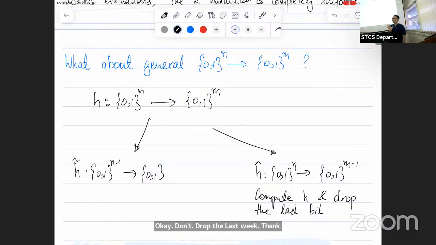Intuitively speaking, you should convince yourself that this will still remain k-wise independent. Because even with the last bit, it was k-wise independent. So if you drop the last bit, the number of collisions is going to be roughly the same. You just need to spend a moment's thought to convince yourself that k-wise independence will be preserved when you do this. Okay, what about h tilde? How do you build h tilde?